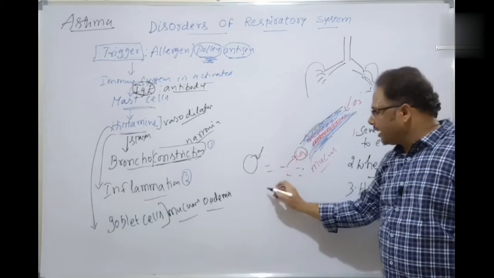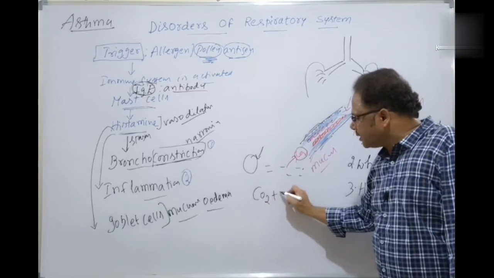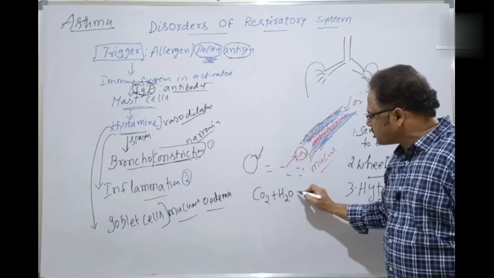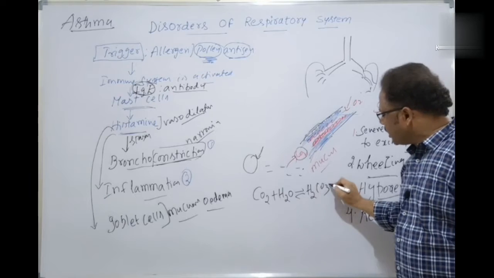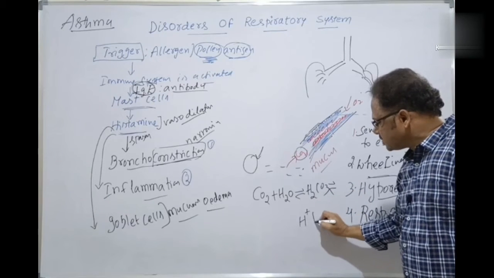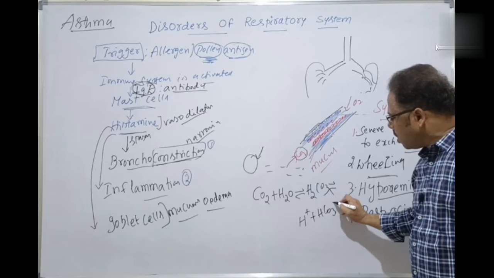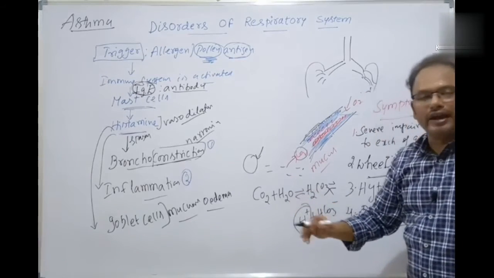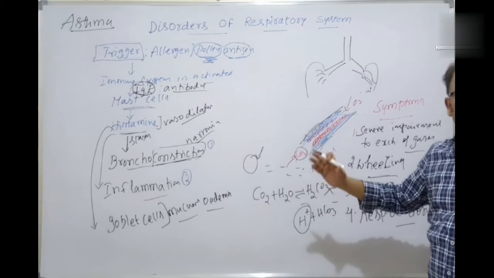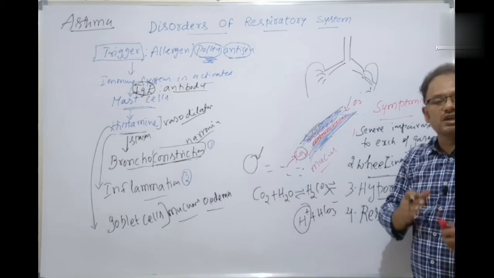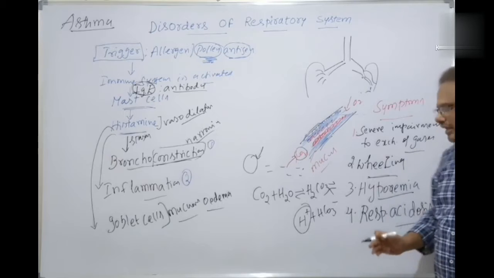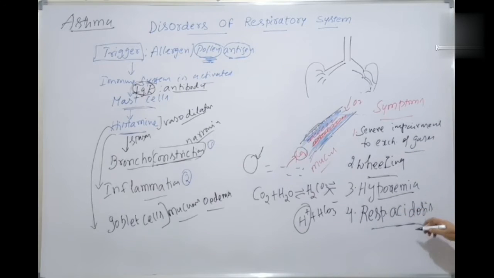When the carbon dioxide is accumulated in the blood, it mixes with the water content of blood plasma. It forms carbonic acid, H2CO3, and then it again splits into which ones? H+ and HCO3- ions. When the H+ ions, hydrogen ions, are accumulated in the human blood, what happens? It leads to the decrease of pH, severe acidosis, called respiratory acidosis. The pH is now lessened. Severe acidic condition in the body.